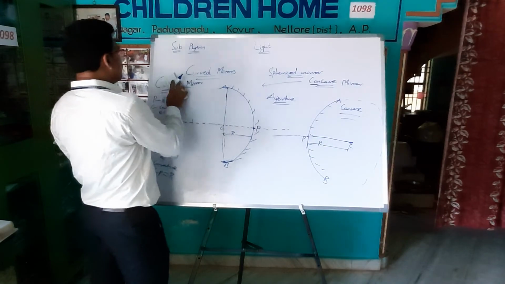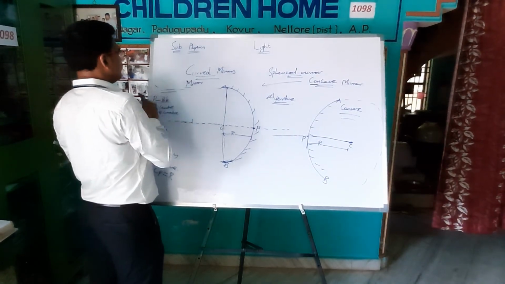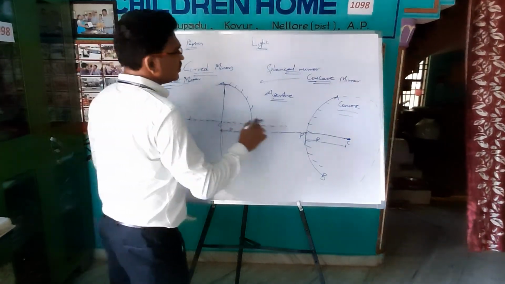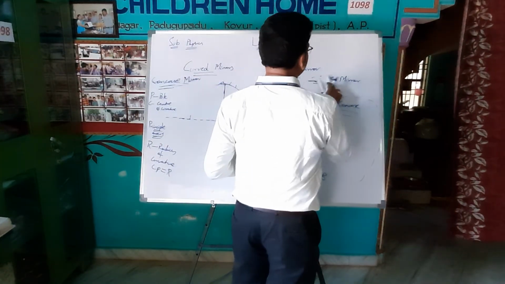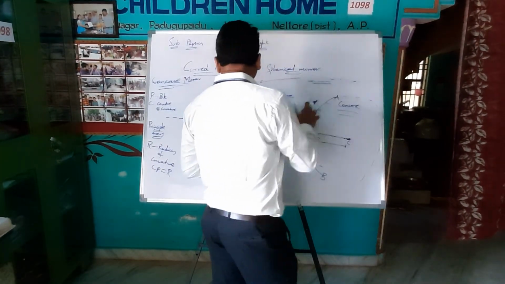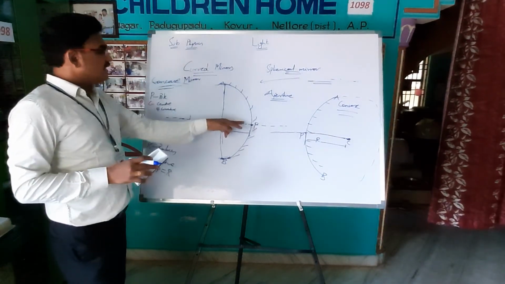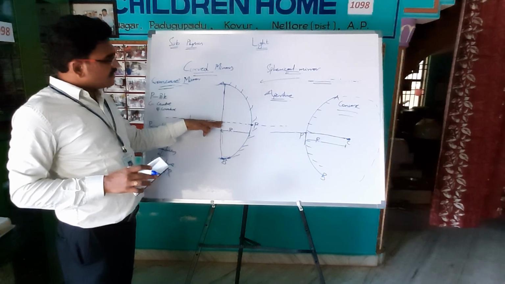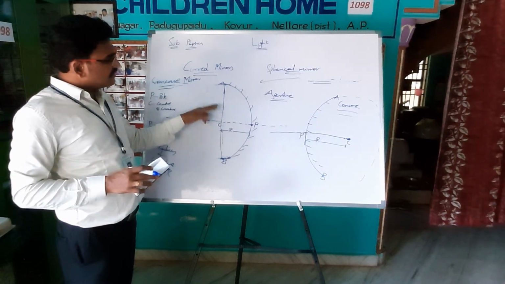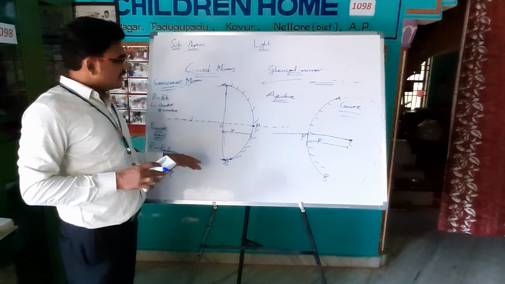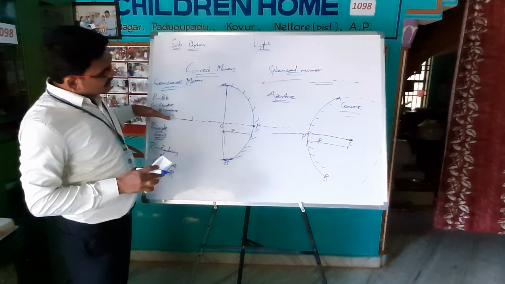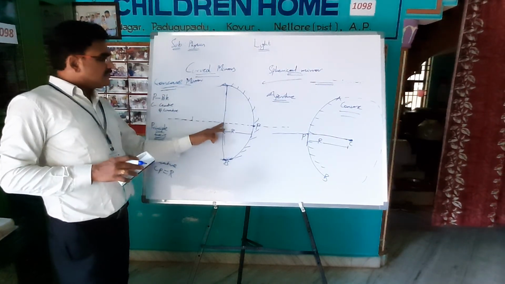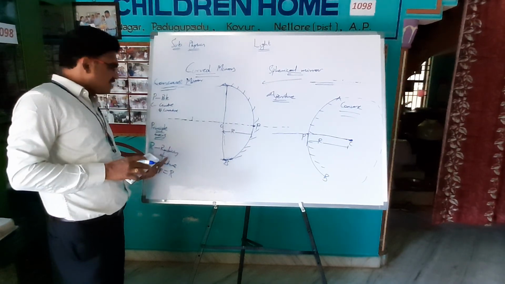Okay, this is about concave. So this is about the convex mirror. So these are the terms which are related to understand. This is the pole, and this is C, the center of curvature. Center of curvature means this is the center of the sphere of which the spherical mirror is a part. The imaginary line which is joining C and P is called the principal axis, and the distance between C and P is called the radius of curvature.